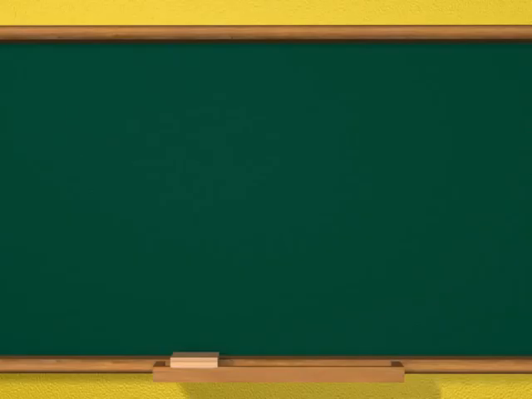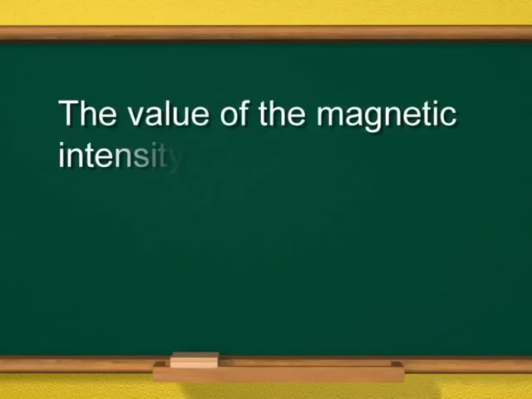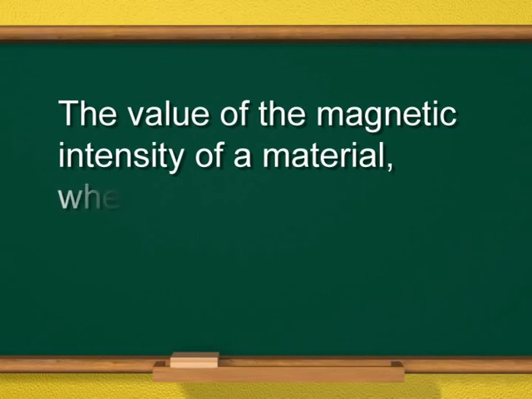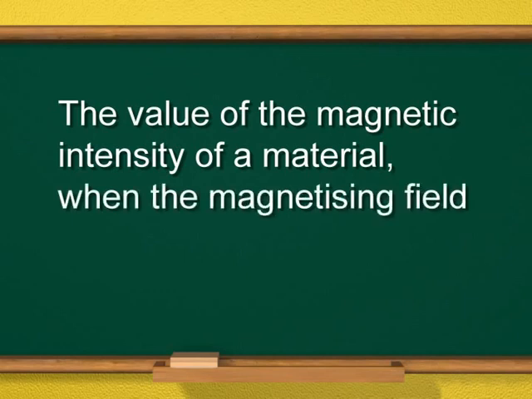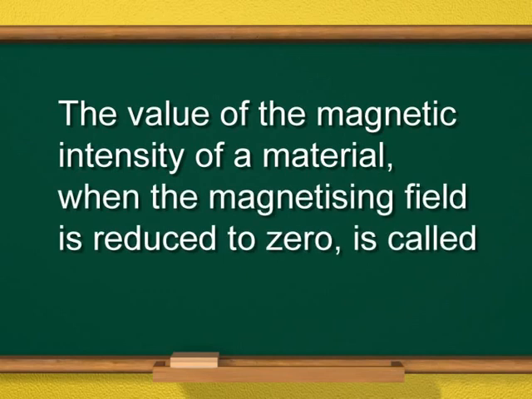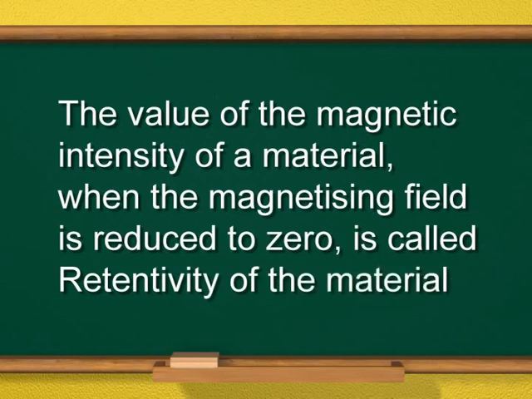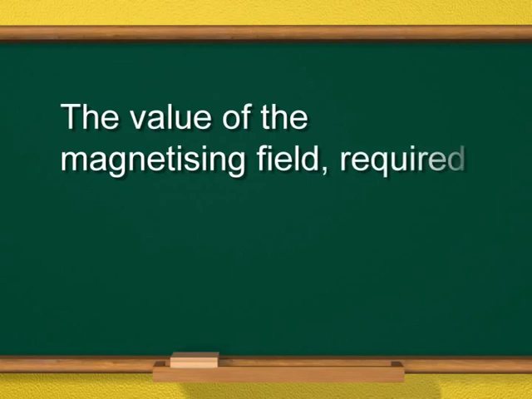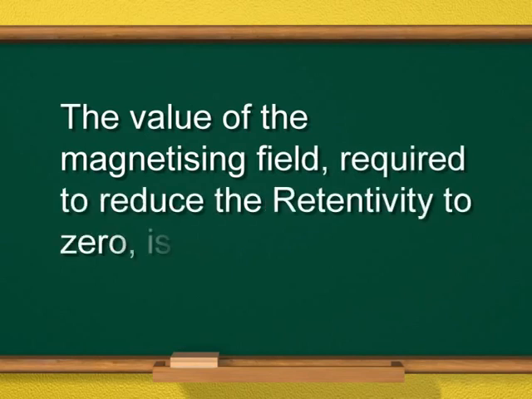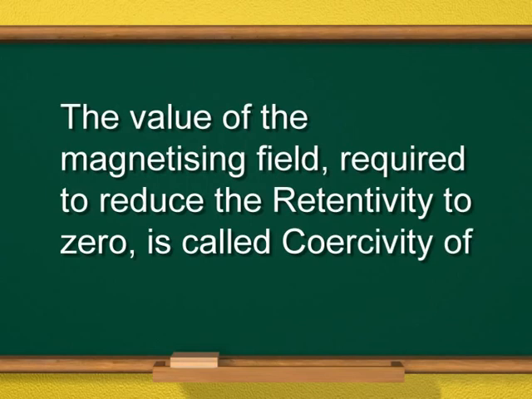In general, the value of the magnetic intensity of a material when the magnetizing field is reduced to zero is called retentivity of the material, whereas the value of the magnetizing field required to reduce the retentivity to zero is called coercivity of the material.